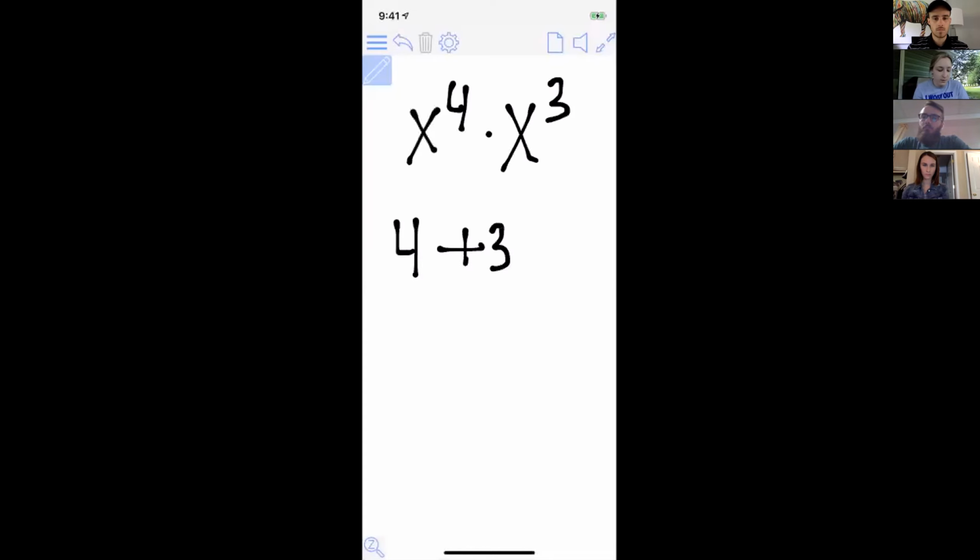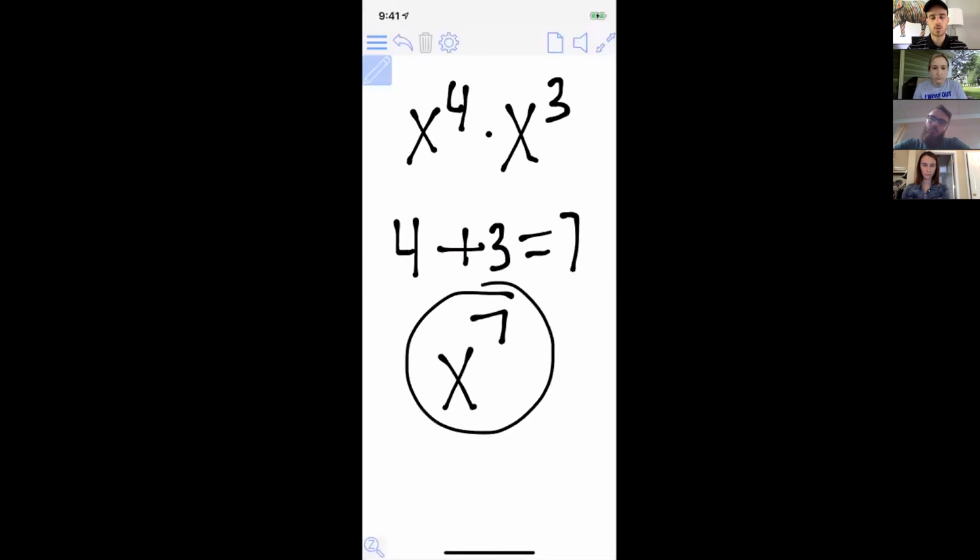Okay. So it was x to the 4th times x to the 3rd. All right. So basically, we can do our shortcut, and we can do 4 plus 3, which equals 7. So we have x to the 7th power. And before we move on, why can you do the addition part? What is true about their bases? If the bases are the same, you can add the exponents together. Very good, thank you.